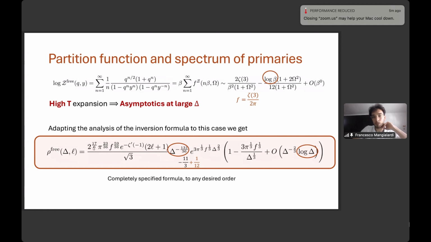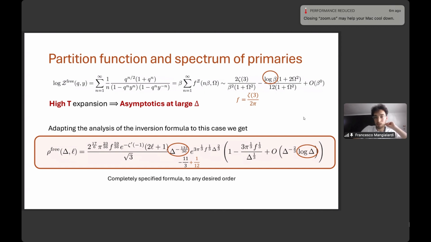And in the end, we get a formula for the density of primaries in free theory, which is of this type. I've highlighted the main difference with respect to the gapped case. There is a slightly different overall scaling, this plus 1/12, and then there are some logs appearing in the correction. What is important, however, is that this formula is completely specified. There are no unknown coefficients, and in principle, we can go to any order that we desire.